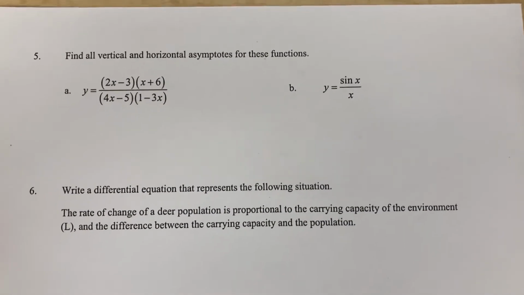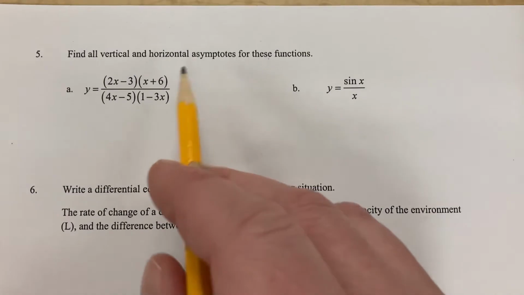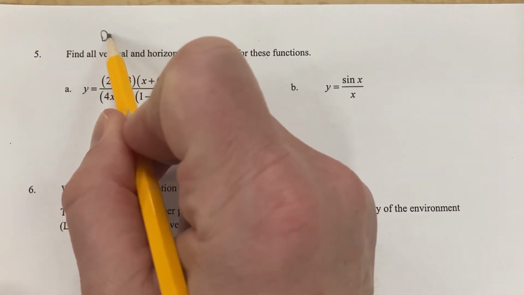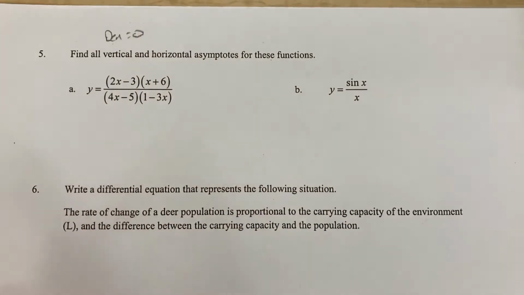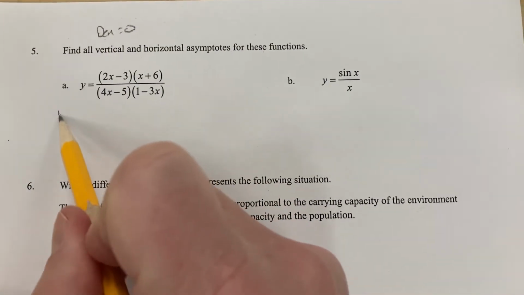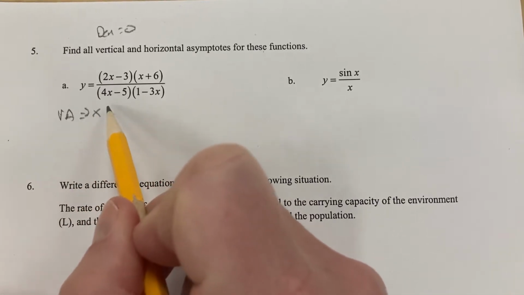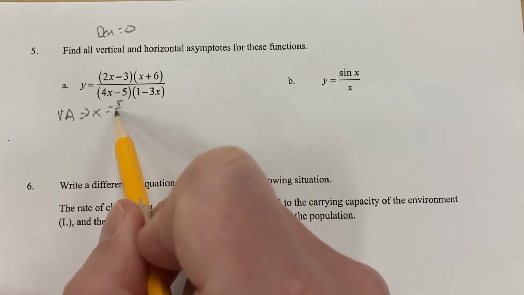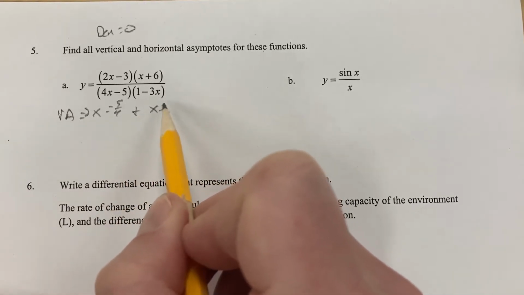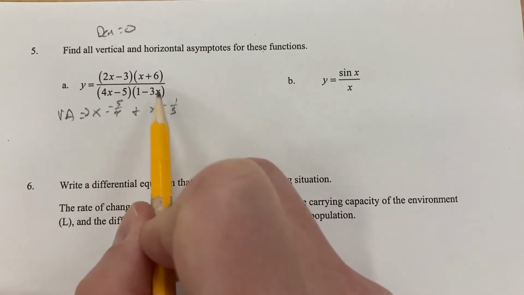All right, this is part 2 of the term 3 review. We're asked to find vertical and horizontal asymptotes for these functions. Now, a vertical asymptote is when the denominator equals 0. Anywhere that a denominator would equal 0. So for this one, we'll have a vertical asymptote at x equal 5/4 and at x equal 1/3. Those are the values that if I put them in would make these 0.